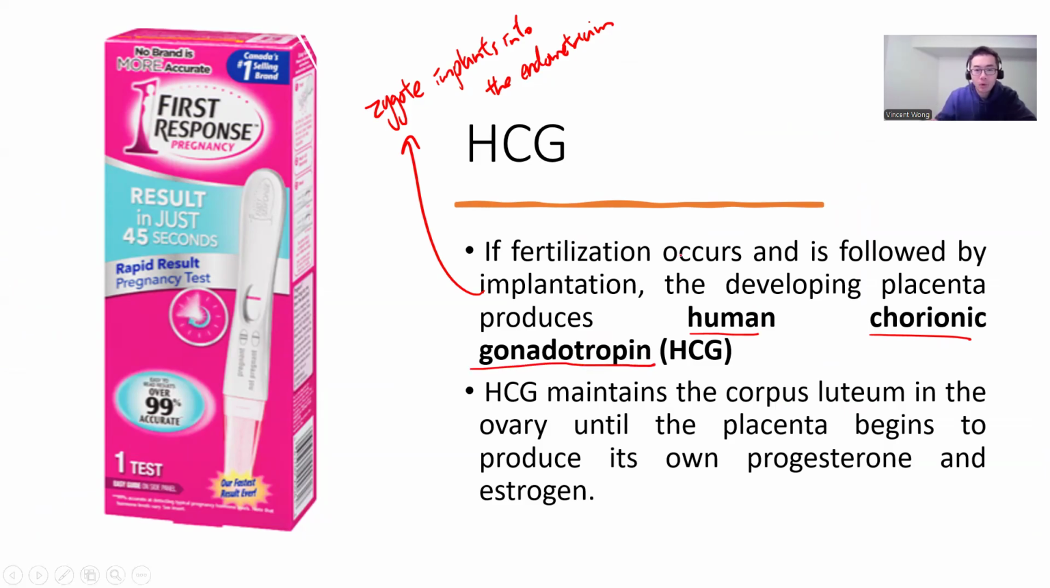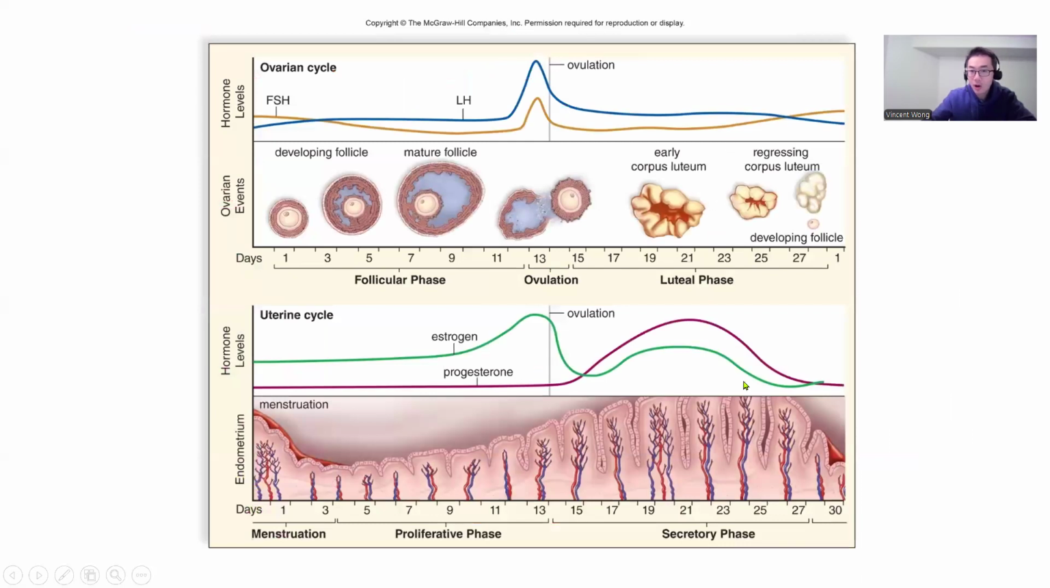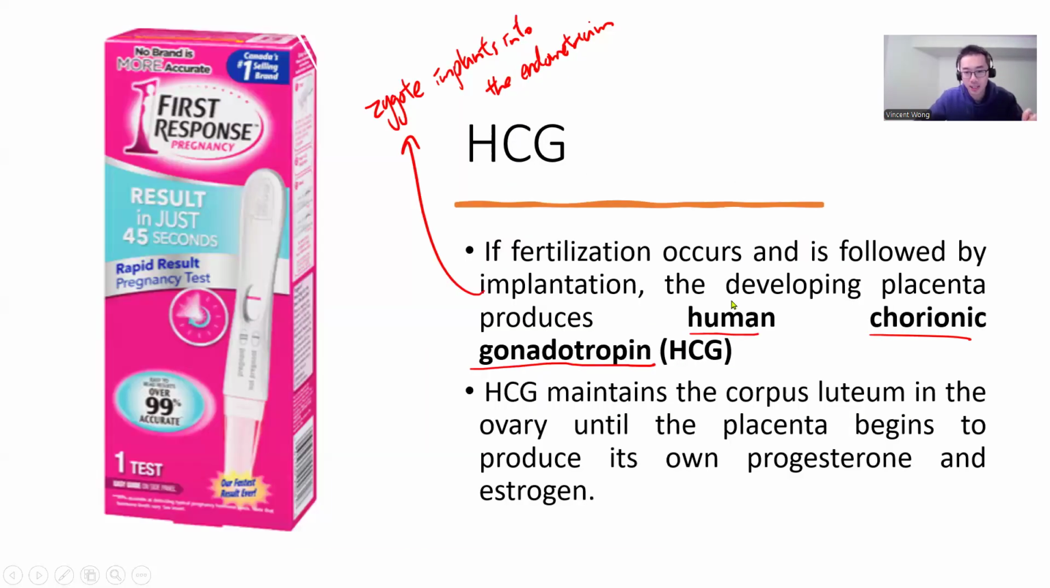This hormone will tell the corpus luteum to hold on a second. Don't break down yet. You can't break down now. If the corpus luteum breaks down, we will lose the progesterone and we will lose the endometrium, and that's going to negatively affect the baby. We need you to sustain the endometrium so that the baby can continue to grow, so that we can form the placenta. So don't break down just yet. Hang on a little bit longer. That's what the HCG will do.